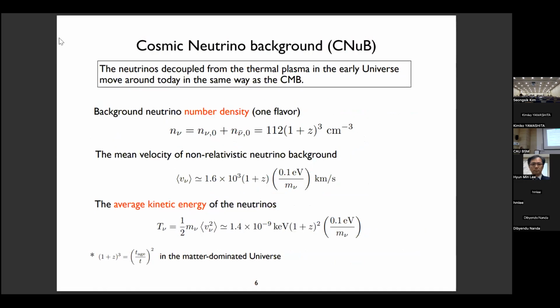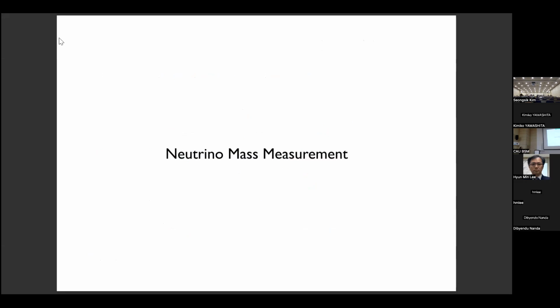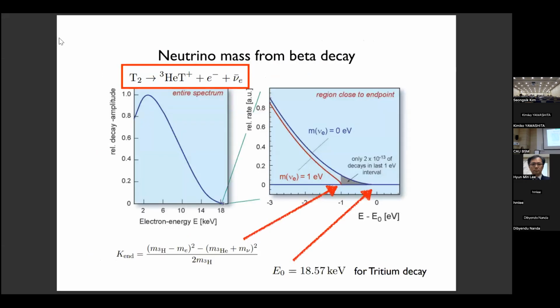And actually, the number density is around 112 per cubic centimeter for one flavor of neutrinos that exist in our universe, with some velocity around 10 to the 3 kilometers per second for 0.1 electron volt. So it's quite non-relativistic at the present, actually. That's the cosmological neutrino. And actually, we don't know the exact mass of the neutrino.